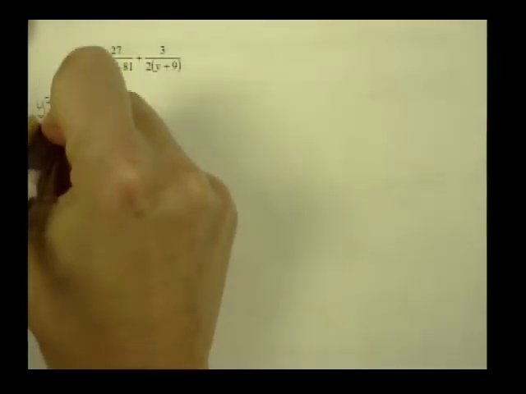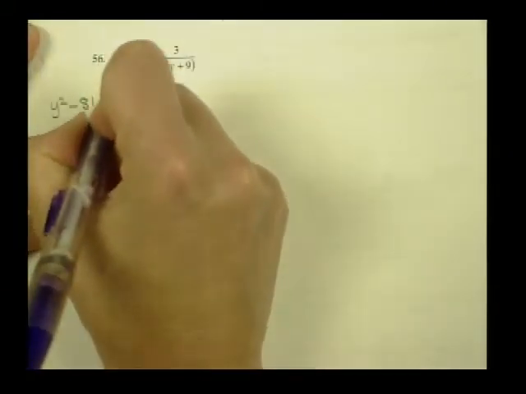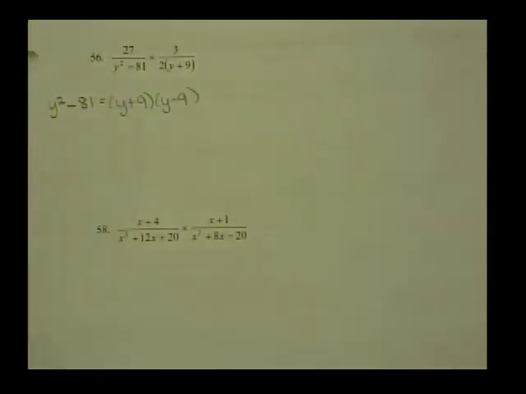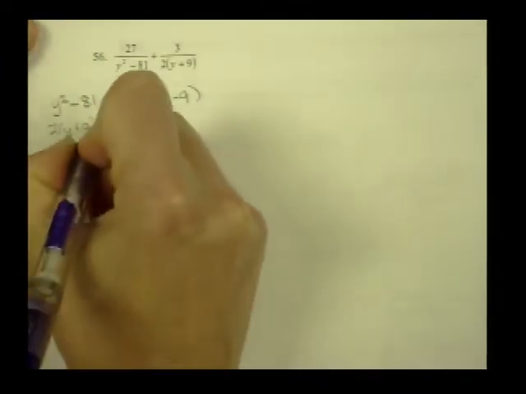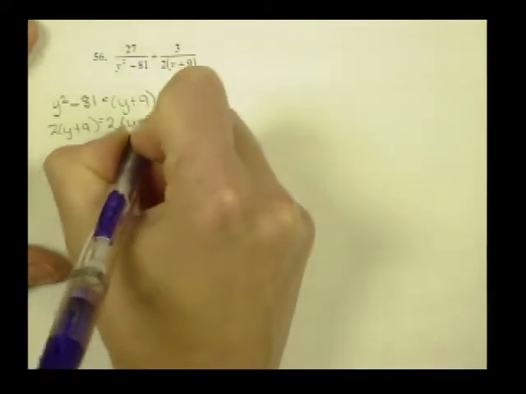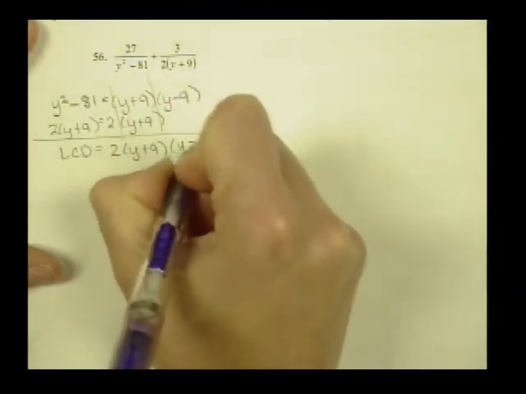Okay, so 56. So again, 2 different denominators. So the first one is y squared minus 81. Can we do anything to factor that? Yeah, it's the difference of squares, right? y plus 9, y minus 9. And then they actually already do have the second denominator factored for us. 2 times y plus 9. I'm just going to stick the 2 in front there. So then the LCD is 2 times y plus 9 times y minus 9.